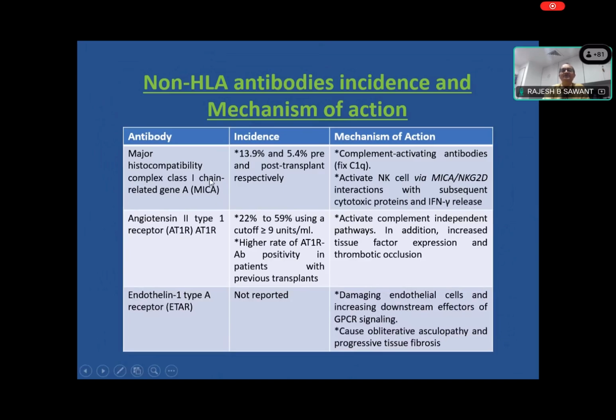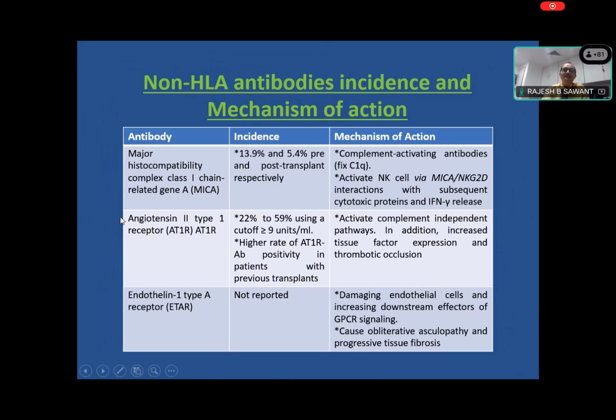Okay, so the commonest non-HLA antibody is this MIC-A antibody. So MIC-A stands for Major Histocompatibility Complex Class 1 Chain Related Gene A. Okay, so this is the commonest. There are MIC-A kits that are available today, and this may occur in as high as about 13.9, so about 14% pre and post transplant, about 5% post transplant basically, right? So these are complement activating and fixing antibodies, and they will activate the natural killer cells and lead to interaction with your various proteins in the donor organ and lead to rejection.